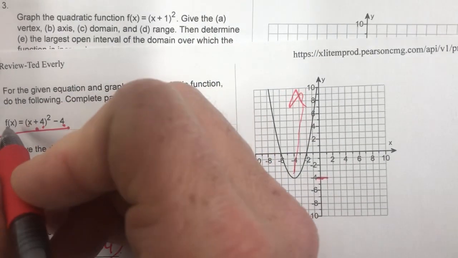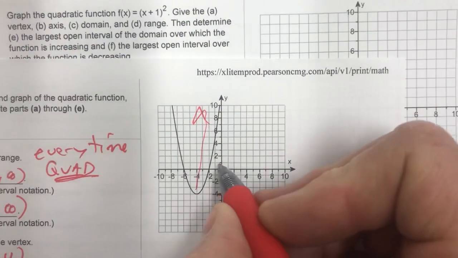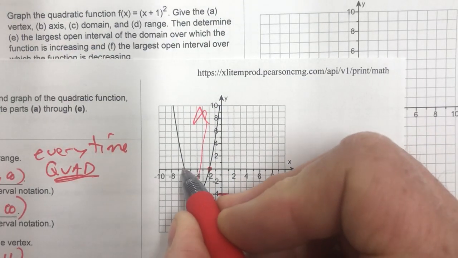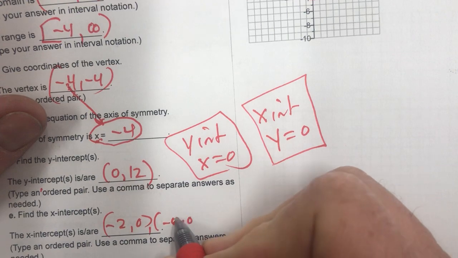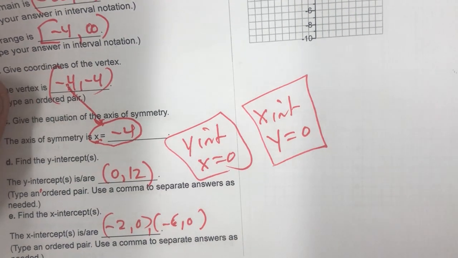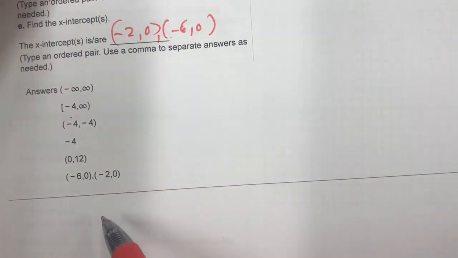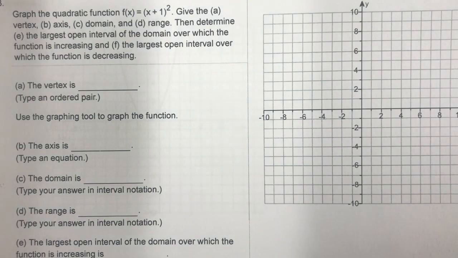Now find the x-intercepts. That's when I let this be 0 here, and I saw that. But I think from the picture, I can pretty much tell this is going to be negative 2 and negative 6. So negative 2, 0, negative 6, 0. That'd be my x-intercepts. And here's the answers down here. I think I got everything right. All right, go to the next one.